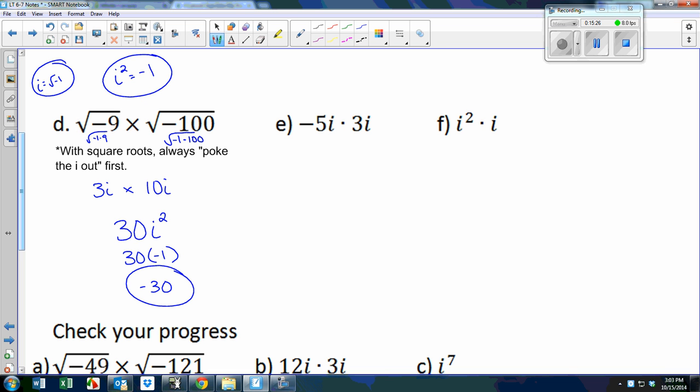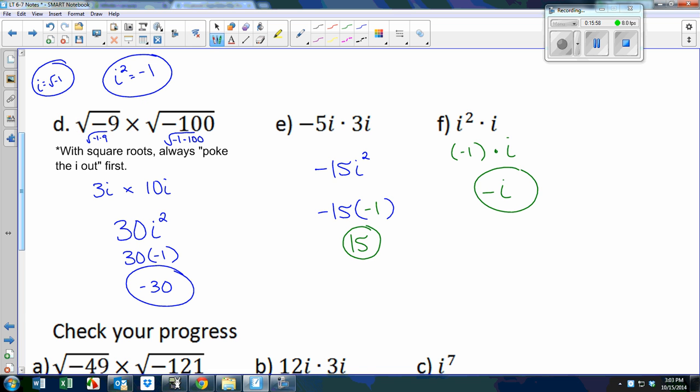What do you do to multiply -5i times 3i? -5 times 3 would be -15, and i times i is i squared, so this will be -15i squared. And anytime you see an i squared, it can be replaced with -1. So -15 times -1 is +15. All right, last one, i squared. Again, if you see it, it can be replaced. -1 times i becomes -i.